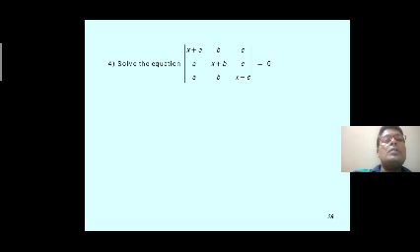Number 4, solve the equation: the determinant with rows x plus a, b, c; a, x plus b, c; a, b, x plus c equals 0. This is also using the row operation or column operation. We have to equate any two values to 0. Then again we apply the expansion by the first row and do the simplification. We get the x value. Thank you very much.